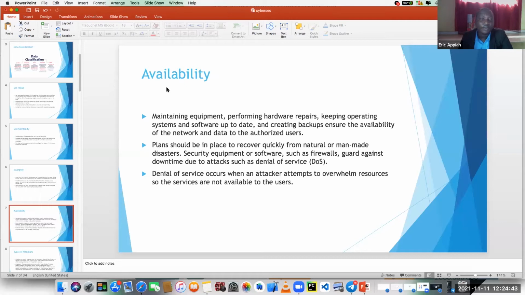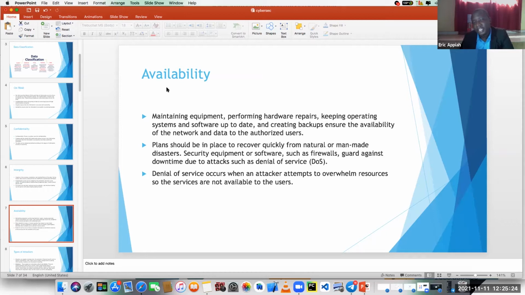And then for availability of data, nobody would want to go to an ATM and find that the ATM is not working. It's very frustrating. And it has never occurred to anyone that you go to google.com and google.com is not working. So for availability, the data or the service should be available to authorized users when they need it. This is done by maintaining equipment.